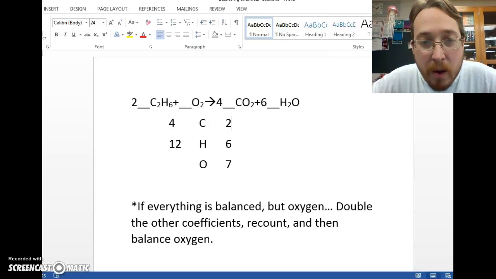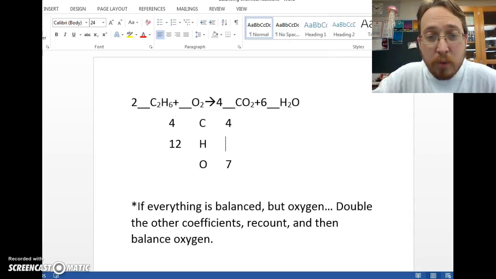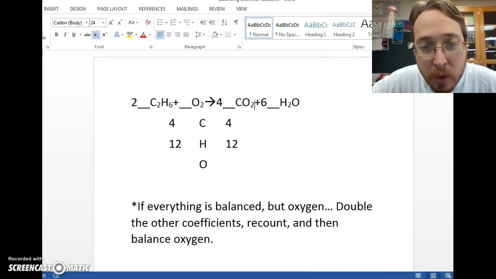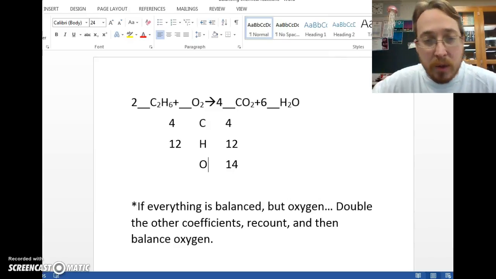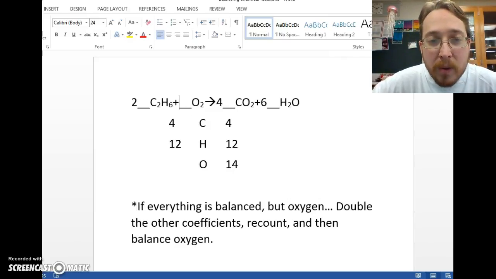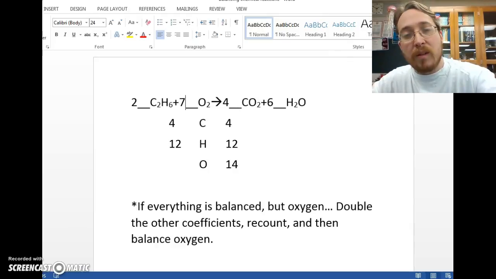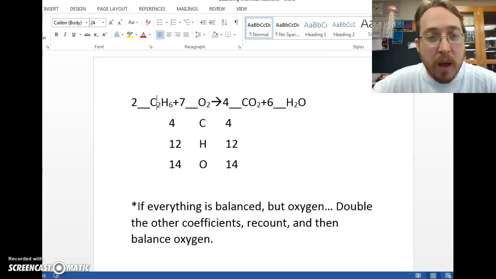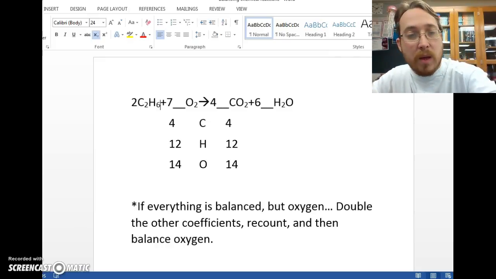Now, on this side, we have 4 groups of 1, so 4 carbon. We have 6 groups of 2, so 12 hydrogen. And let's take a look. 4 groups of 2 would be 8 oxygen, plus 6 oxygen would give us 14 oxygen. So what do we need to put over here to get 14 oxygen? Well, we need 7 groups of 2, and that will indeed get us 14 oxygen. And we can take these blanks away, and that will be the balanced equation.